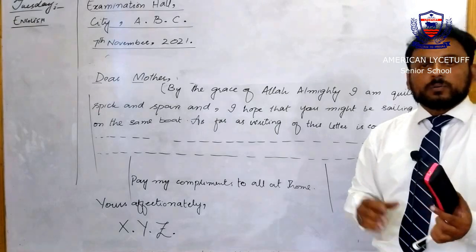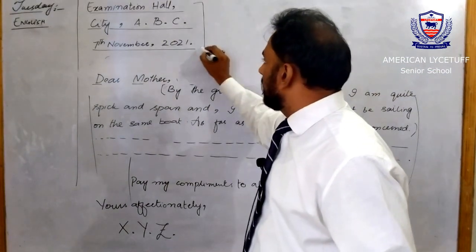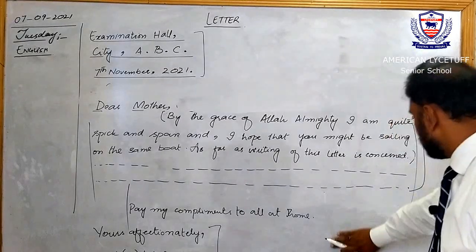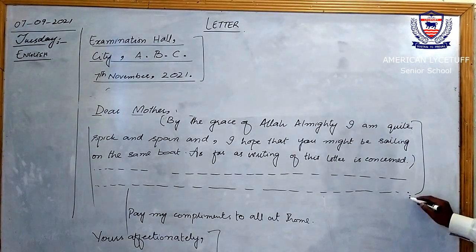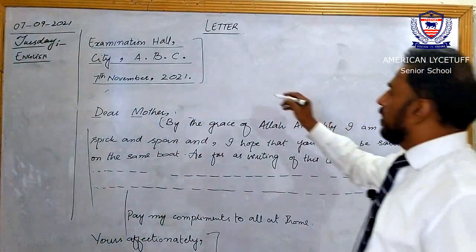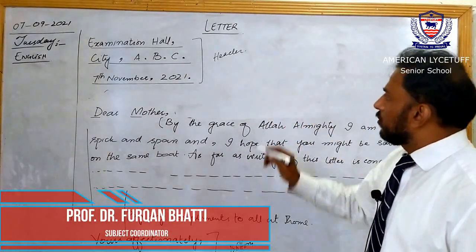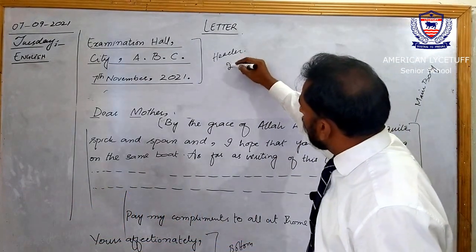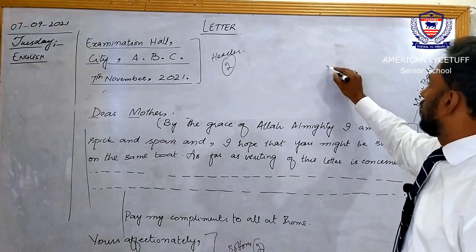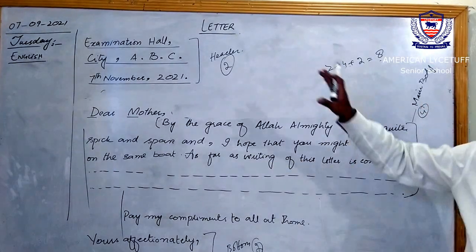Now, I will let you know how we can distribute the marks in the board examination, from the board point of view. So this is the main header. The three things are the header, main body, and the footer, right? Header carries 2 marks, main body carries 4 marks, and footer carries 2 marks. So 2 plus 4 plus 2 is equal to 8. 4 plus 2 is 6, 6 plus 2 is 8. This is the marks distribution among all these 3 parts of the letter.